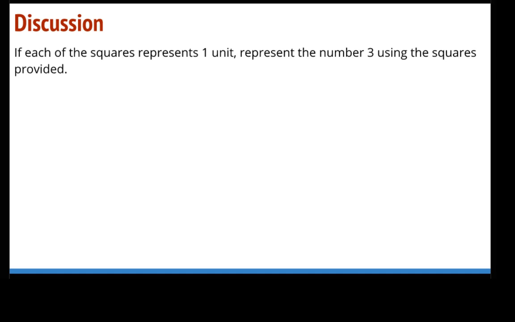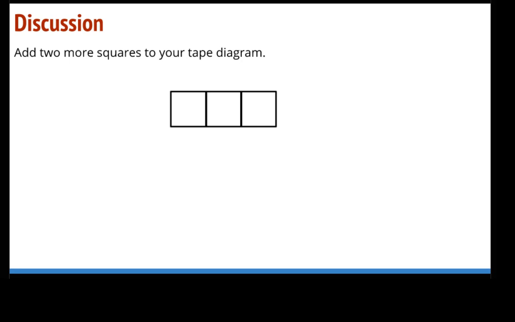So pause for a moment and consider the following question. If each of the squares represents 1 unit, how would you represent the number 3 using your squares of paper? And how would you do that using a tape diagram? So if each square represents 1 unit, we would draw 3 squares because each square is representing 1 unit. So now we would add 2 more squares to our tape diagram. So we've got our original 3 here, and we've got 2 more.